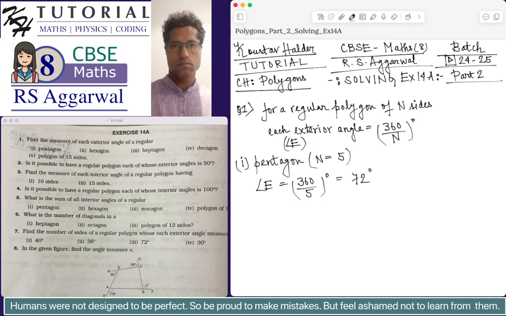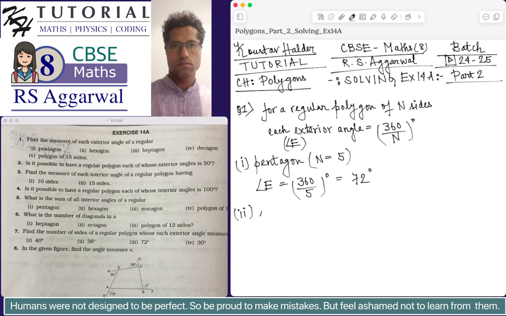If I make any kind of calculation mistake in finding the angles or anything else, and come up with a wrong answer, please let me know in the comment section. I will appreciate that. So the measure of each exterior angle of a regular pentagon is 72 degrees.